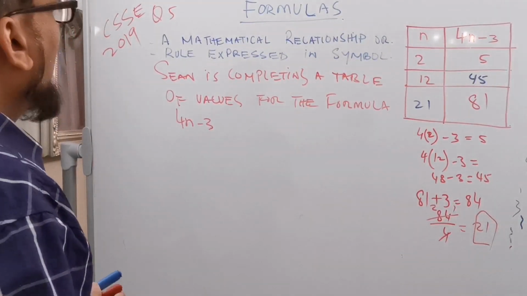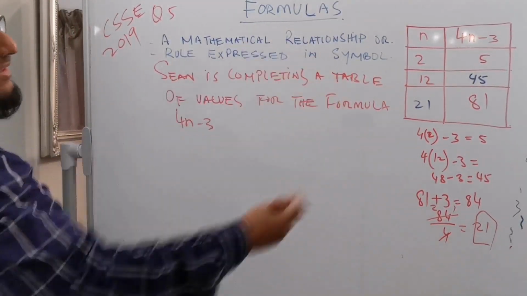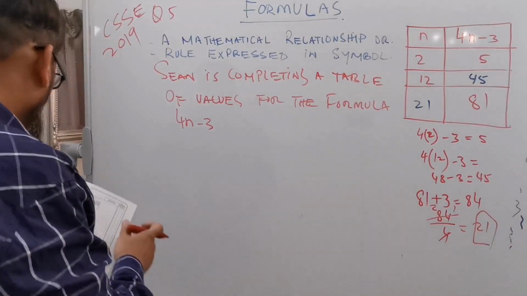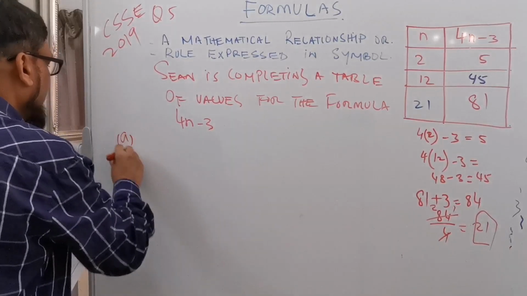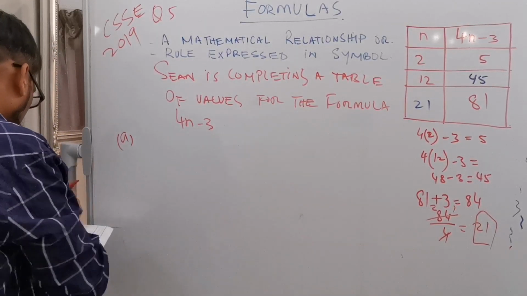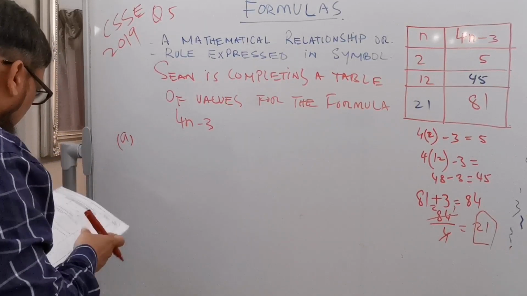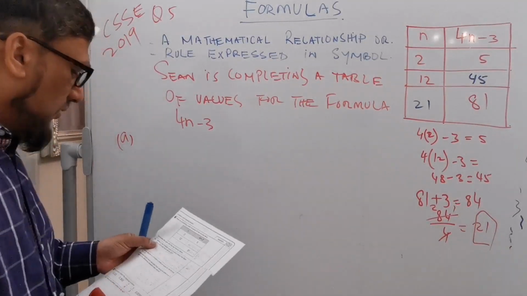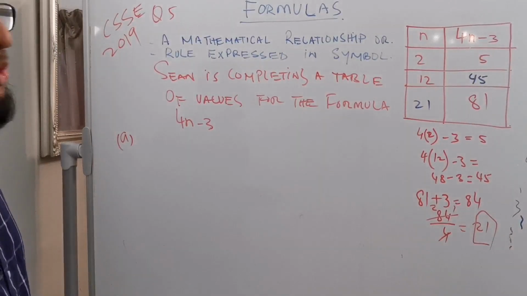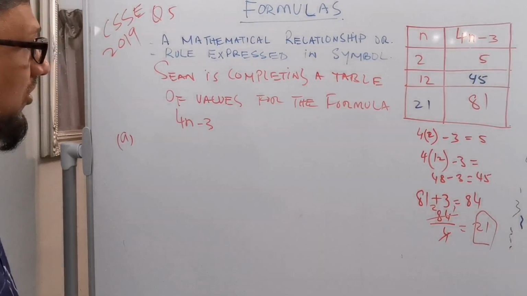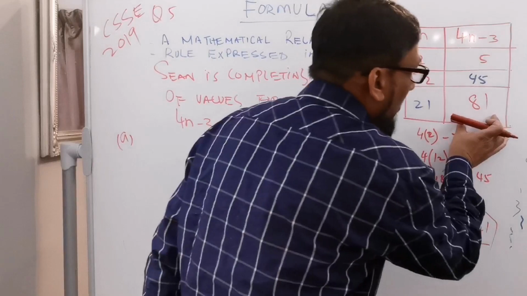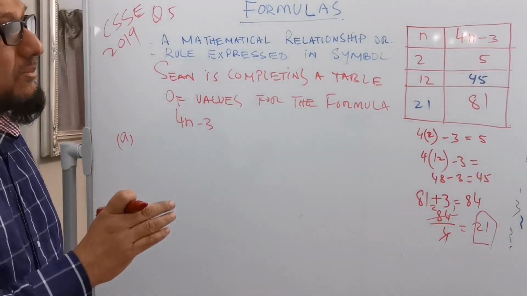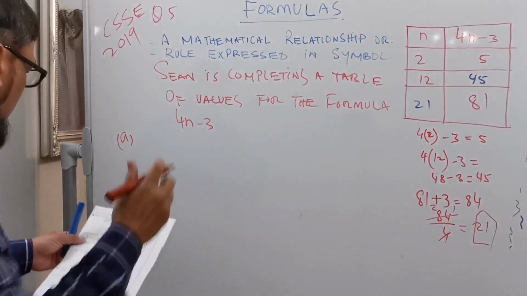The first part was simply to complete this table, and now part A is asking: what is the smallest value of n, which means Sean gets a formula value above 200. So above 200, not 200. That's a tricky thing for this part.